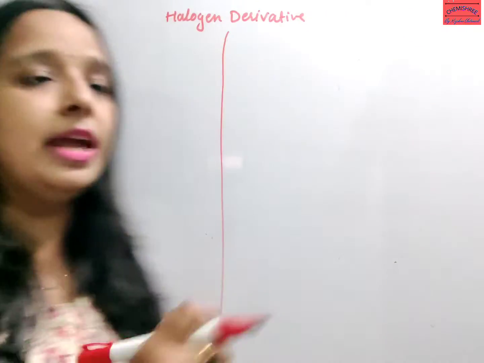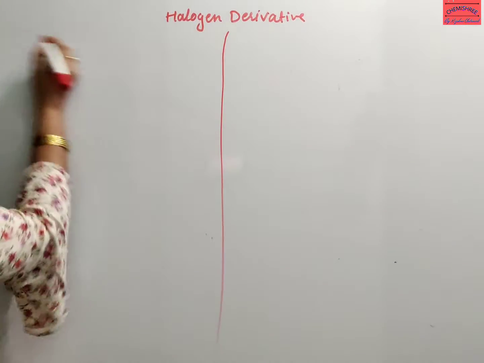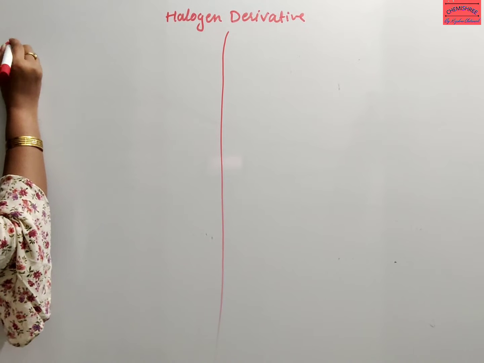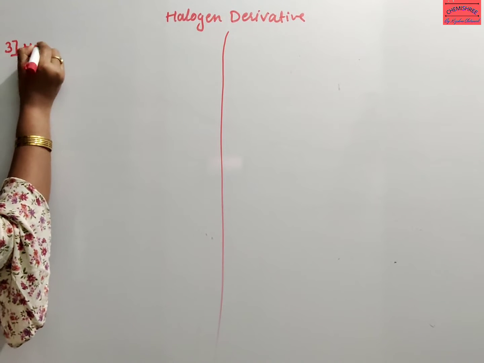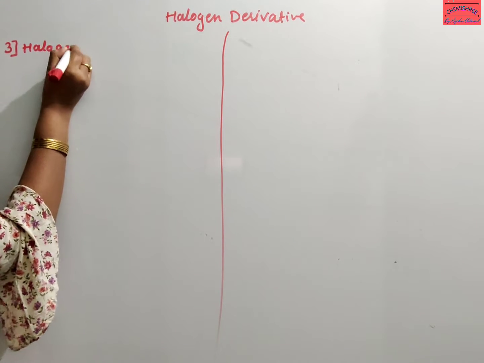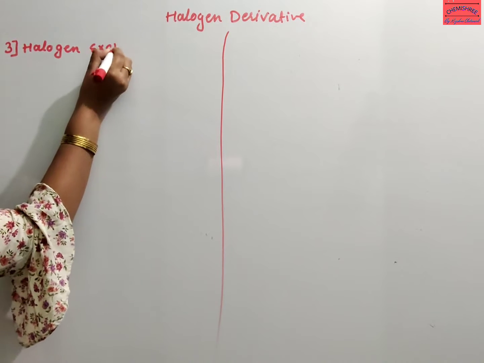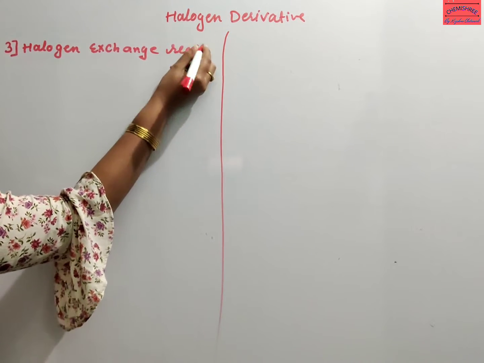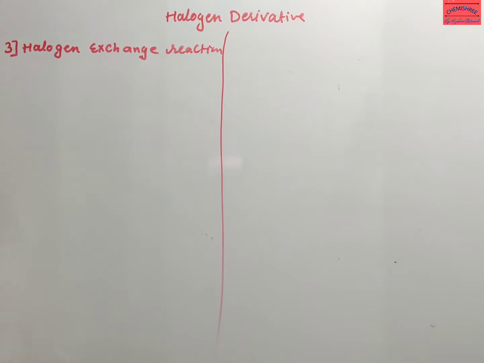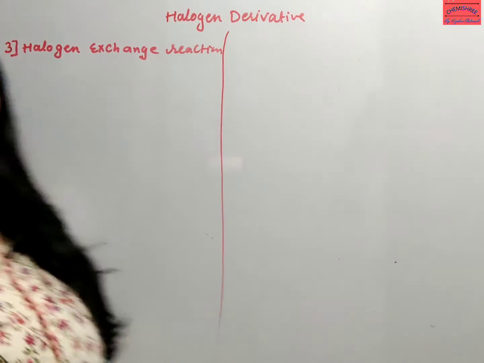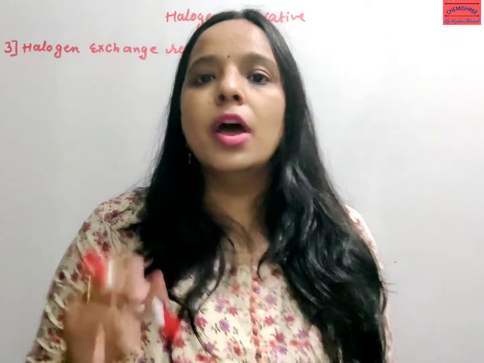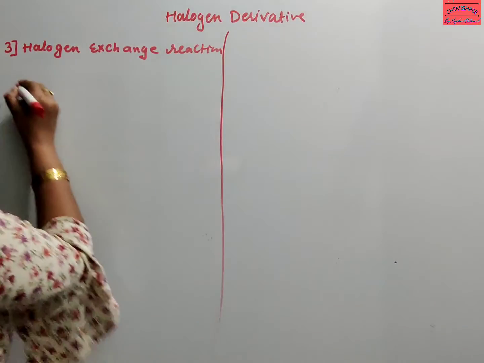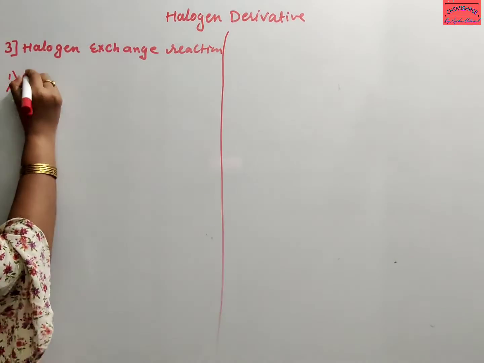Next reaction is halogen exchange reaction. So reaction number 3 is halogen exchange reaction. In this, they are divided into two reactions. First reaction is Finkelstein reaction.